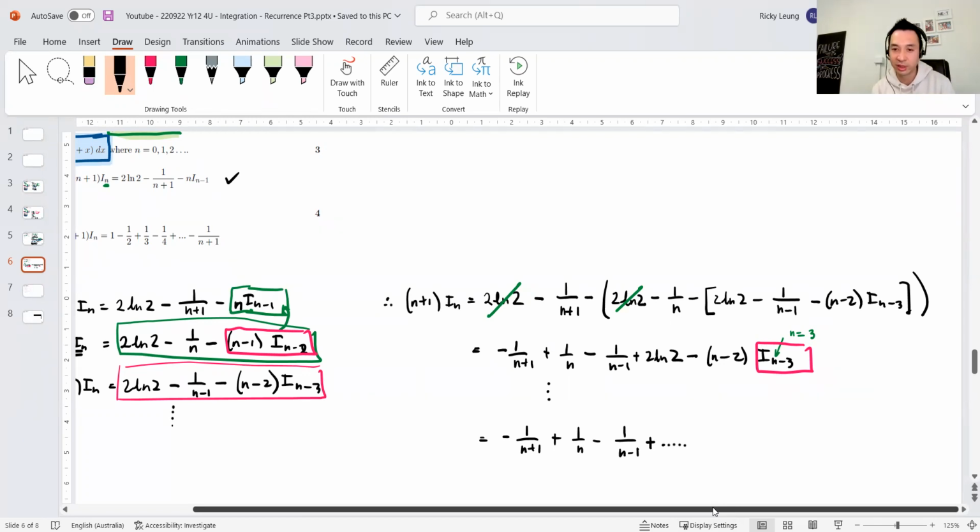The question is whether it's positive or negative. Now let's see. If it's odd, it's negative. So this will probably be -1/3 and +1/2, and then minus, when that's 3, it'll be 1 times I0, right? Oh, and then there's a plus 2ln2 there. Yeah, I think that makes sense, right?